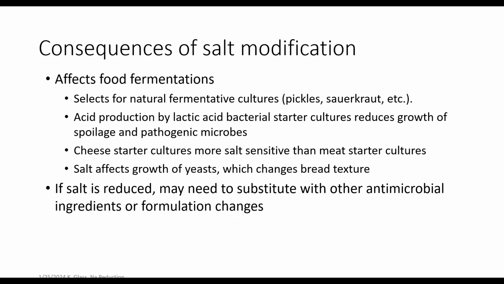Modern meat starter cultures are salt tolerant, and therefore salt is added to the batter before the fermentation of sausages without any negative consequences. In contrast, cheese starter cultures are more salt sensitive, and therefore salt is added after curd formation for proper acid production to occur. With high initial salt, less acid is produced. With low salt, more acid is produced.